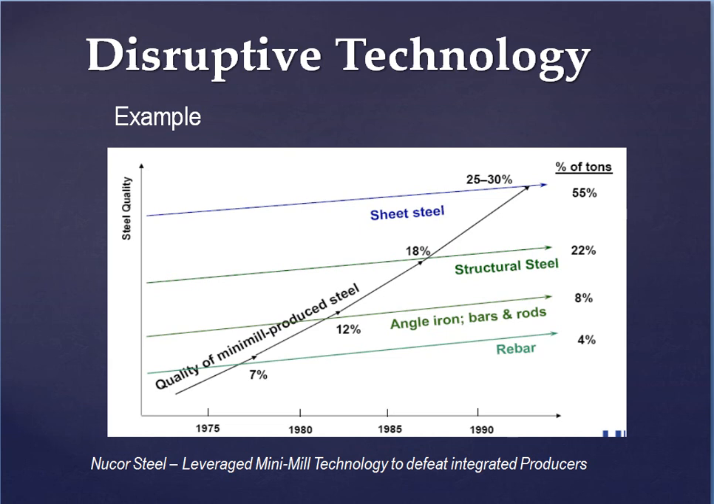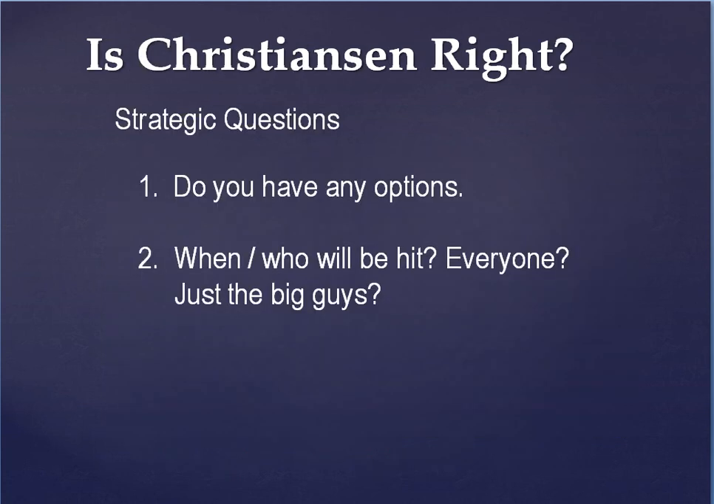They would then invest in the next technology, and they built a competitive advantage that they rolled into markets over time, ultimately absolutely destroying the market position of the integrated steel producers. So the question we have here is that this is a persuasive model and it's quite popular. But is he right? In the face of disruptive technology, do you have any options?